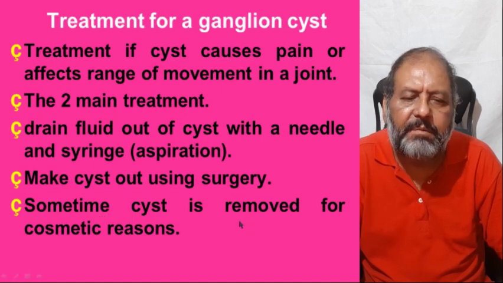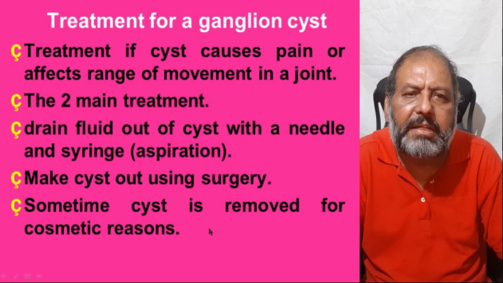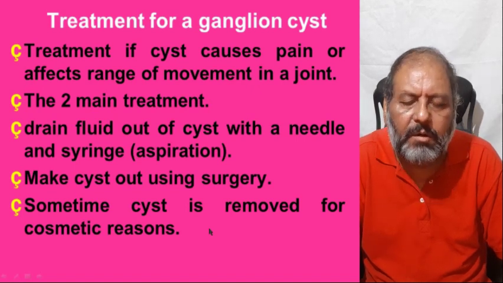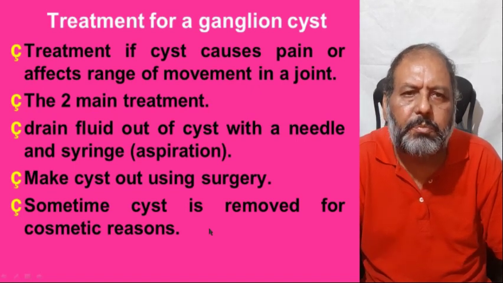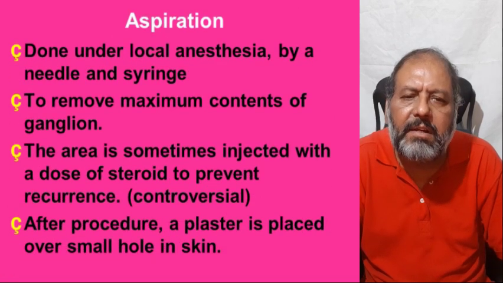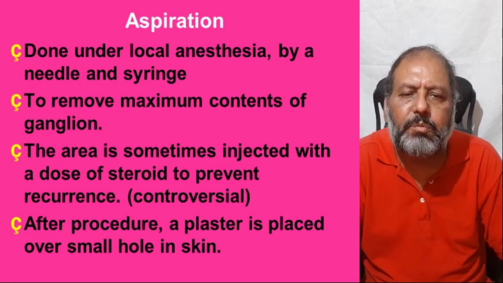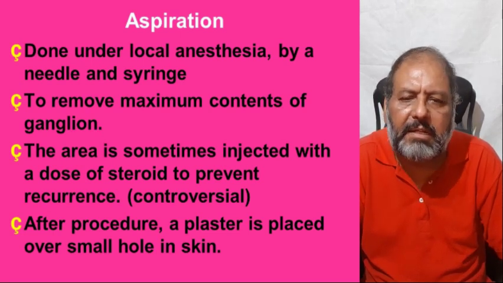And sometimes the cyst is removed for a cosmetic reason, that it looks ugly at a certain part of the hand which is not cosmetically good. So the aspiration is done under local anesthesia by a needle and syringe, to remove the maximum content of the ganglion.